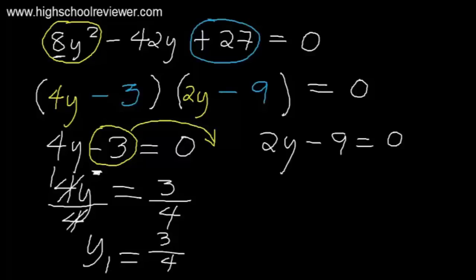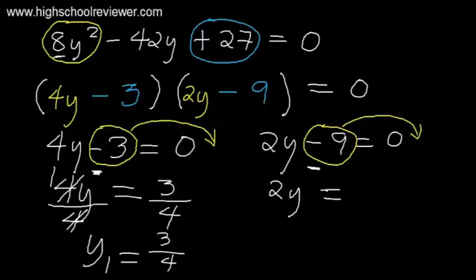Now to find y sub 2, we need to transpose negative 9 to the other side. After transposing, what will be left on the left side will be 2y. And if we transpose negative 9, this will become positive, so this will be positive 9. To find the value of y, we need to cancel out 2. So to cancel out 2, divide both sides of the equation by 2.